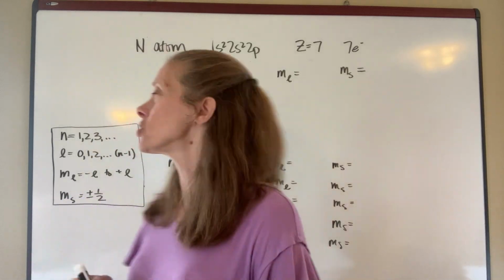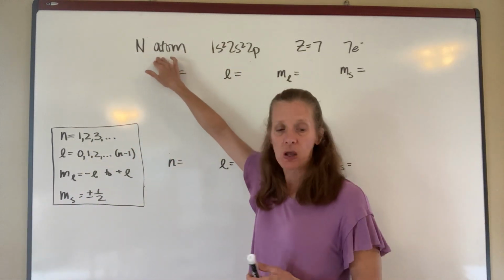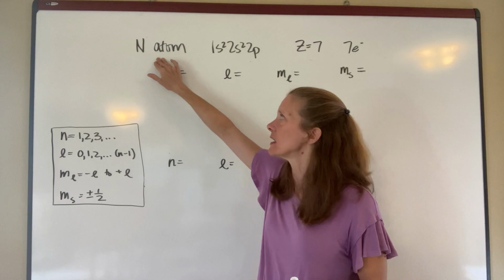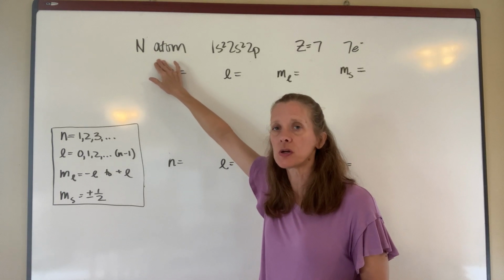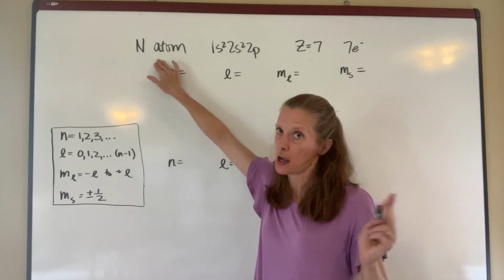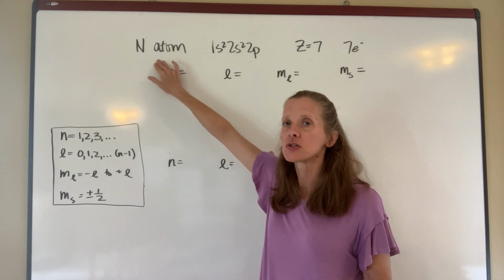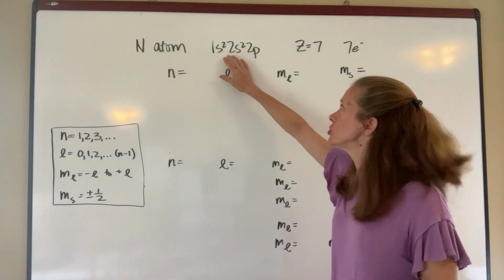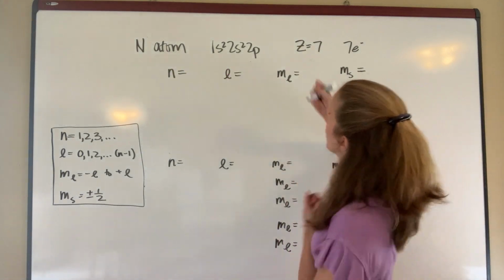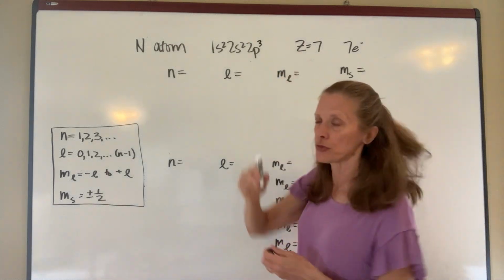We're going to start with a nitrogen atom, which I do think is one of the examples that he does. Whenever you're assigning quantum numbers, you need to start with an electron configuration, which is why I had you review that a couple of days ago. So the electron configuration for a nitrogen atom is 1s2, 2s2, 2p3.